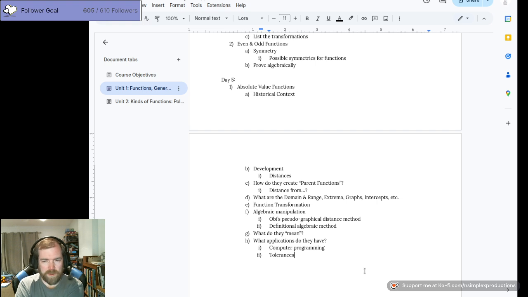And then what applications do they have is going to be a fairly important thing no matter what section we're talking about. So in here, we're going to talk about computer programming tolerances in terms of absolute values.